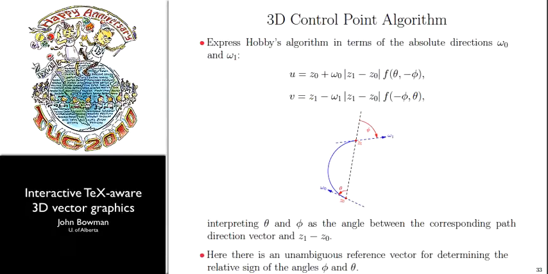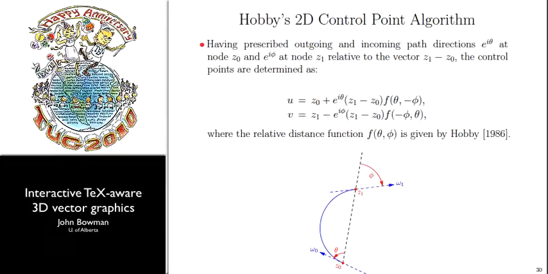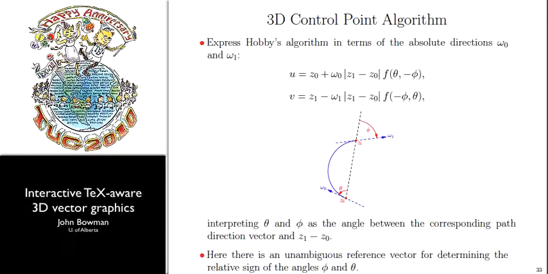For the 3D control point algorithm, to develop that, what we had to do was re-express Hobby's algorithm, just slightly. I'll go back to it here. Here he's got a vector, z_1 minus z_0. Now, if I take the length of that vector and combine it with this unit vector, e^{iθ}, I can rewrite it in terms of the length of a vector here. And by doing this, it was naturally clear how we simply interpret theta and phi as the angle between the corresponding path direction vector and z_1 minus z_0. So just by taking a dot product and the arc cosine, you figure out what that angle is. And here, fortunately, there is an unambiguous reference vector for determining the relative sign of the angles phi and theta.